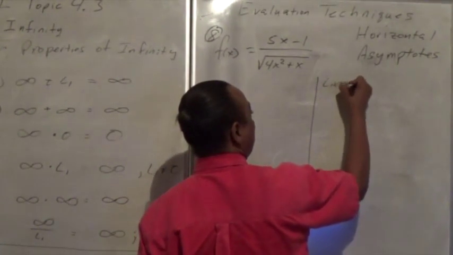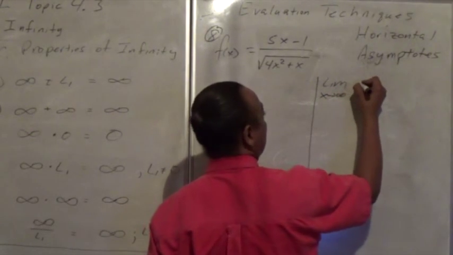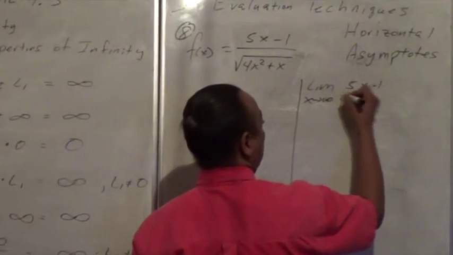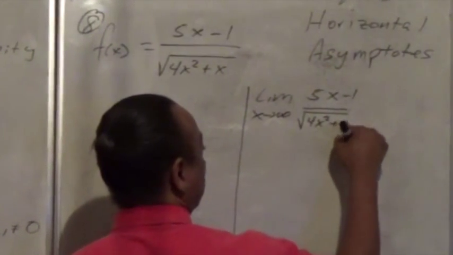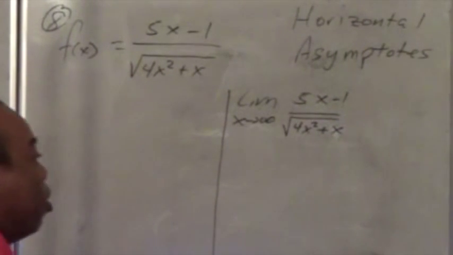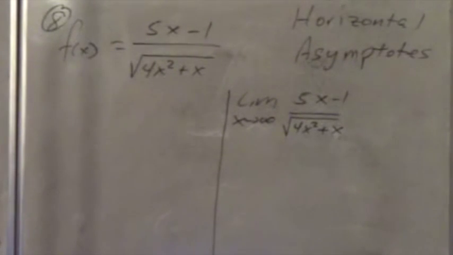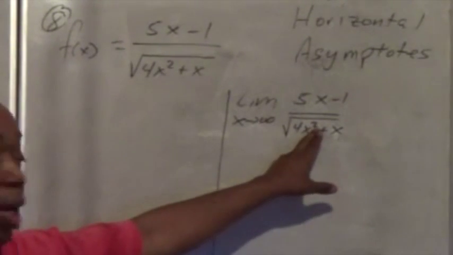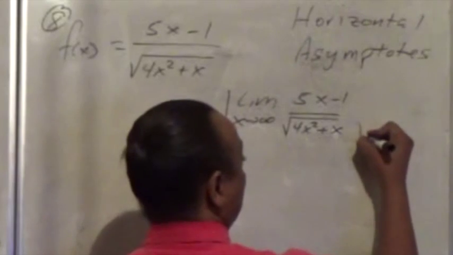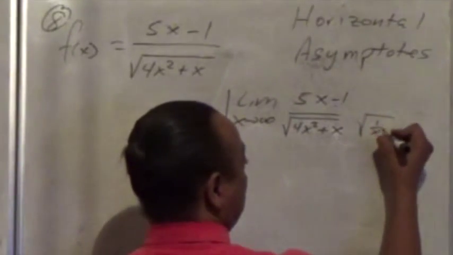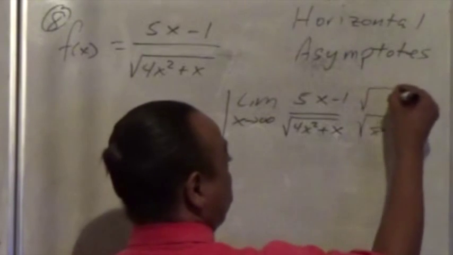Okay, so we want the limit as x approaches positive infinity of 5x minus 1 all over the square root of 4x squared plus x. First I look at my denominator, and my largest power is going to be x squared, but it's under a radical. So I'm going to take the reciprocal of that, 1 over x squared under a radical. And I can put 1 here as well.